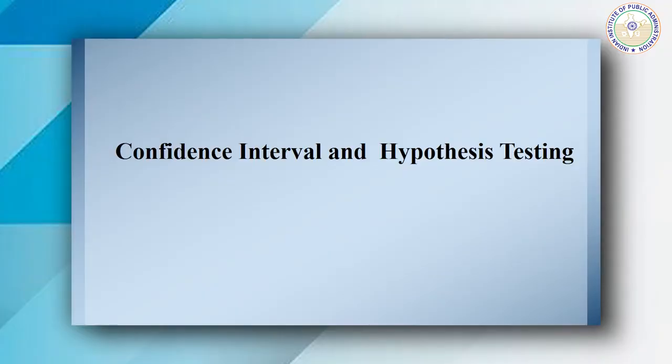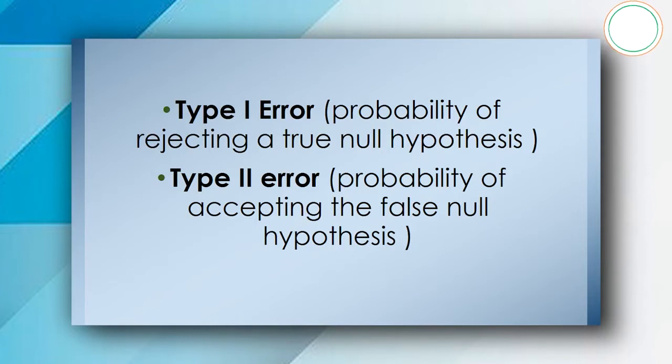Confidence interval and hypothesis are interconnected concepts. Apart from the confidence interval, the analysis of error is also associated with the testing of hypothesis. In statistics, there are two types of errors, and the nomenclature is type 1 error and type 2 error. Both are in the form of probability. Type 1 error is the probability of rejecting a true null hypothesis and type 2 error is the probability of accepting a false null hypothesis.